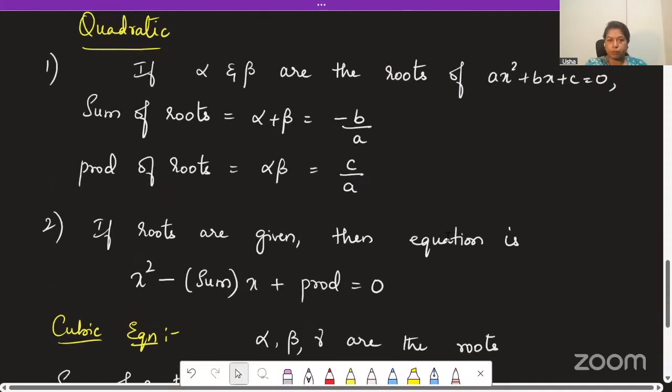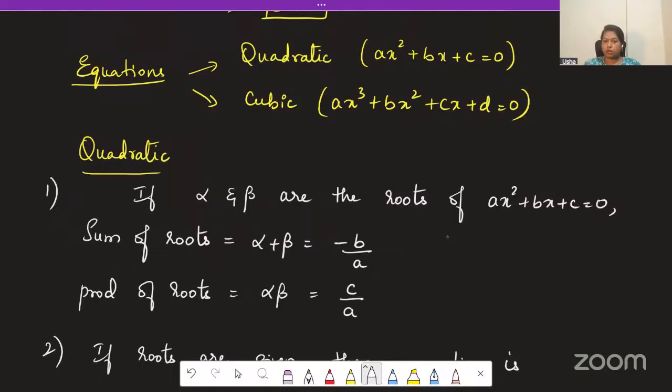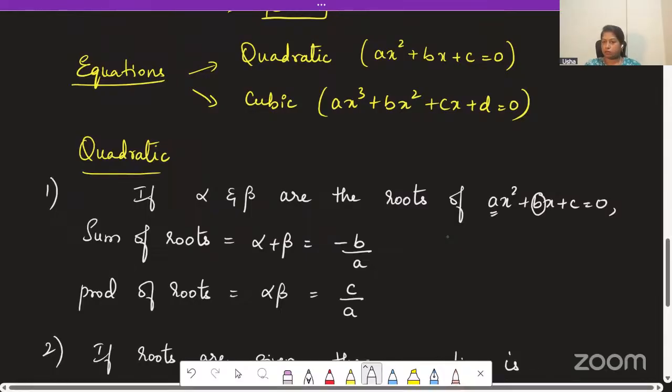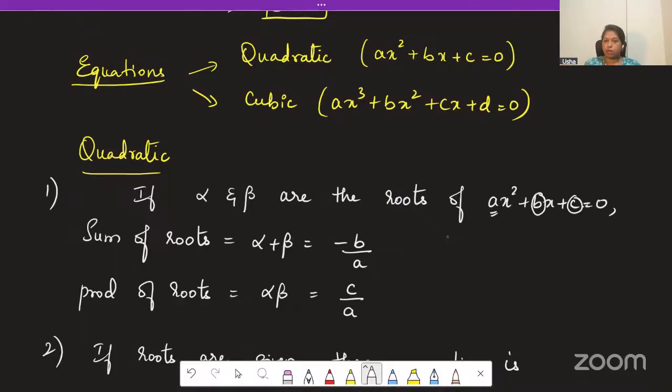Very simple to remember. See here, this number divide by a. This number divide by a. That's all. You start with minus. Minus b by a, you write this is sum. C by a is product. If you have cubic equation, there will be one more term. So minus b by a is sum. C by a is sum of products, that is alpha beta plus beta gamma plus gamma delta. And minus d by a is product of all three roots. This formula I have to remember. In cubic equation, problems will be based on that only.